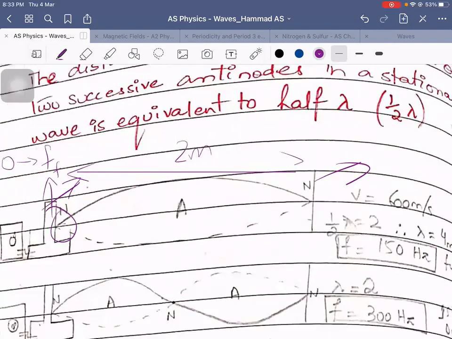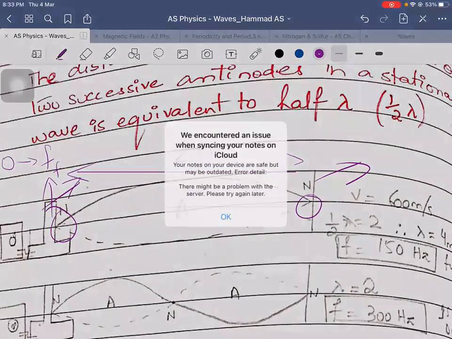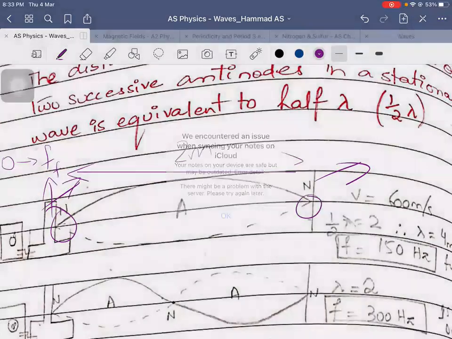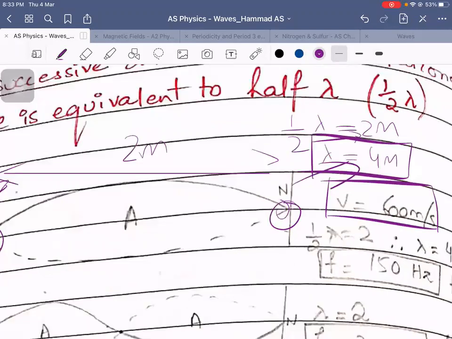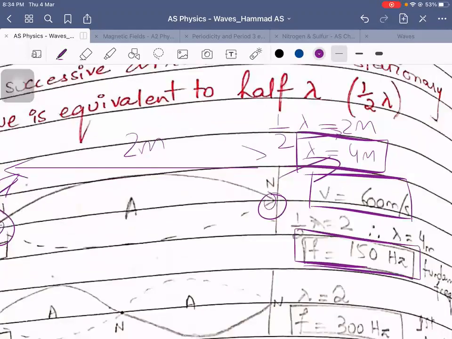There was a node at this end and there was a node here. Don't you think it is okay to say covering of 2 meters here, right? From here I can say that the wavelength would be 4 meters. I'm provided with the velocity of this wave, which is 600. I can calculate the frequency. Let's say the value is coming out to be 150 hertz.